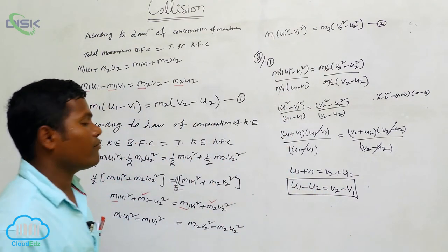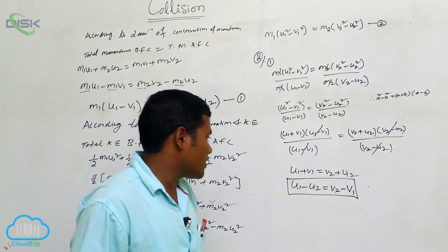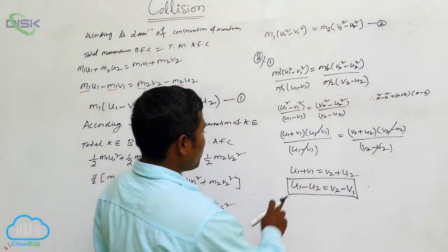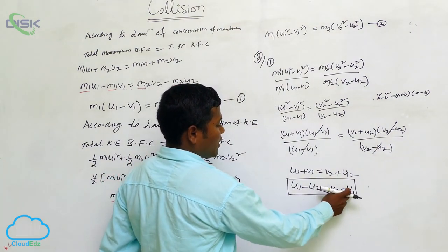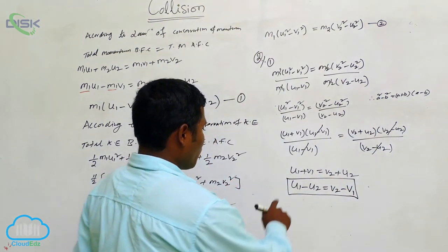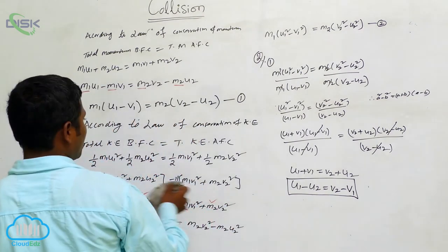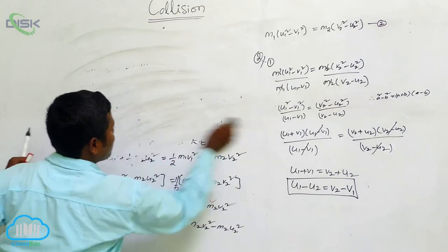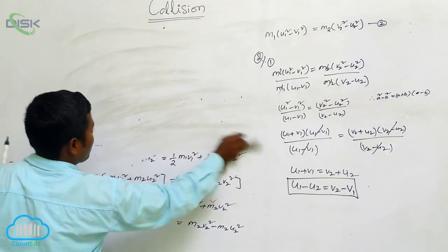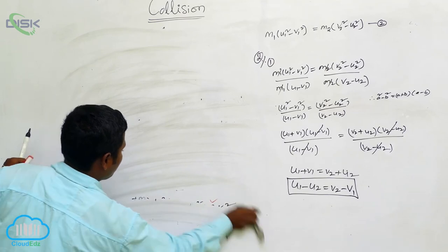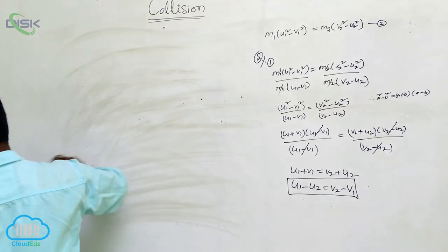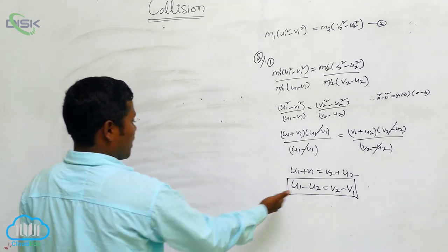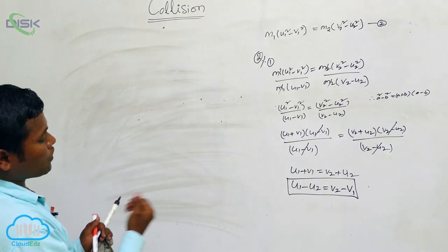From this, we have to find the velocities, the v1 velocity and the v2 velocity. Here u1 minus u2 and v2 minus v1. From this, we have to find the v1 value and the v2 value. Okay, what is this? The relative velocity before approach the collision.